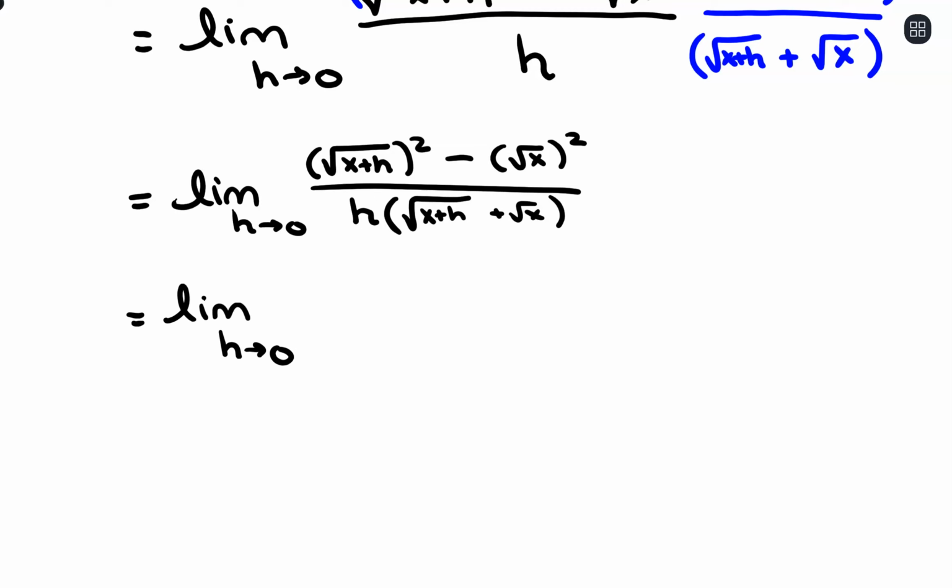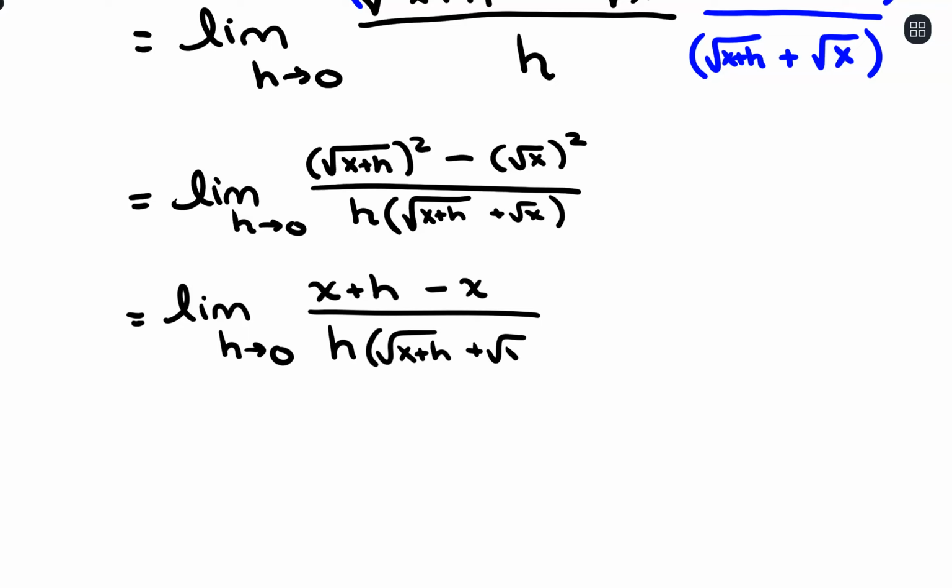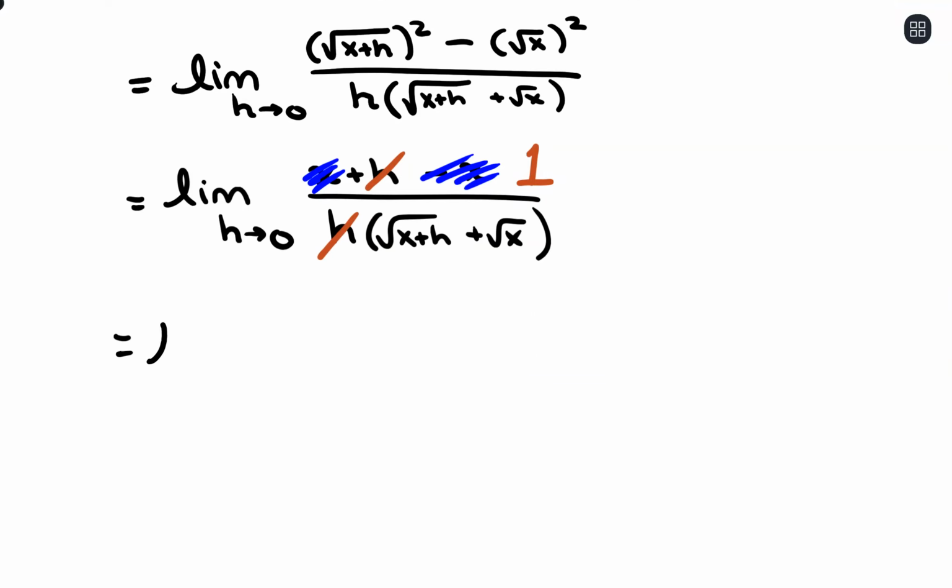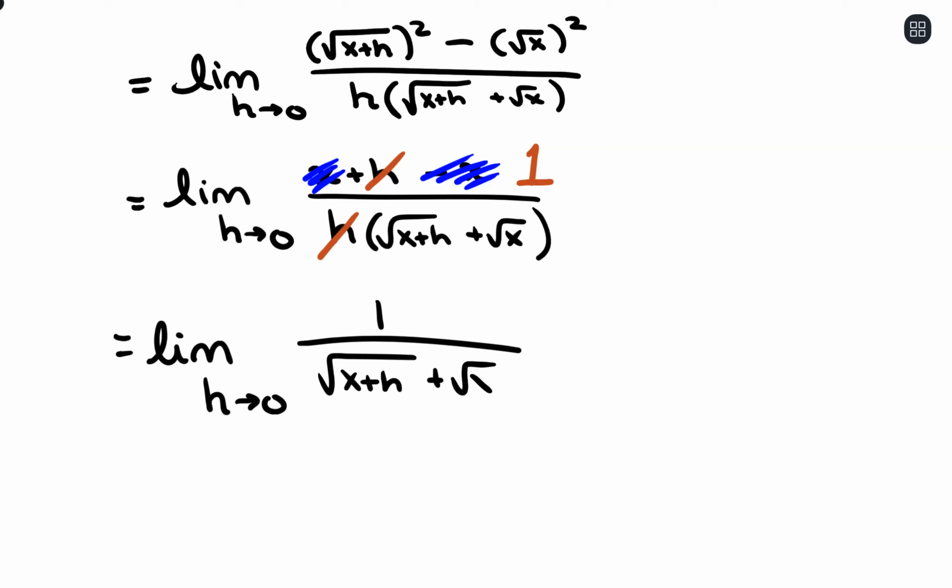Square root of x plus h squared is just x plus h, minus square root of x squared is just x, over h times that square root of x plus h plus square root of x. In the numerator, x minus x is just 0, so those cancel each other out. And then we just have h, and then we have our common factor of h, so those will cancel, leaving us with a big 1 in the numerator. So, limit as h approaches 0, 1 over square root of x plus h plus square root of x.